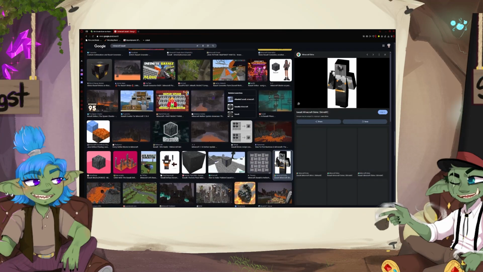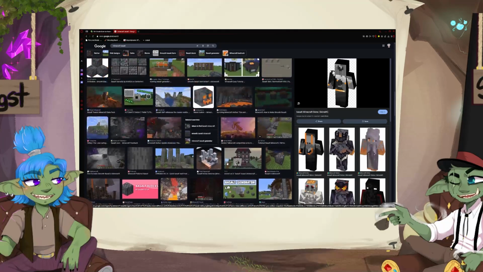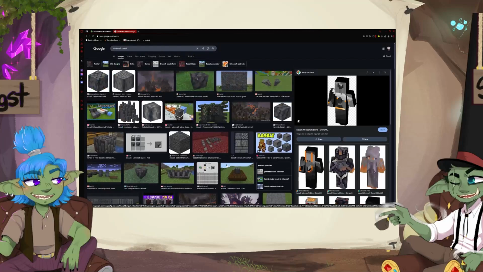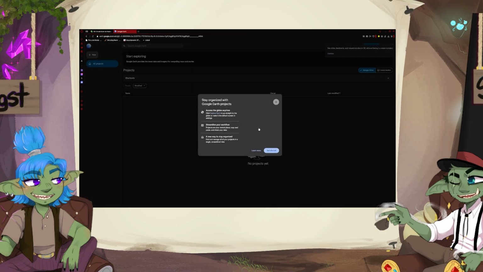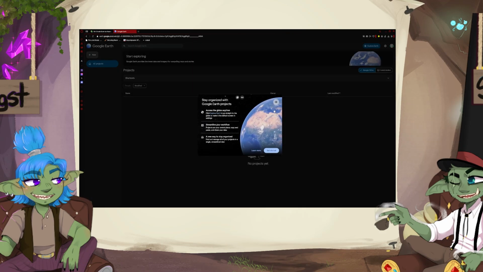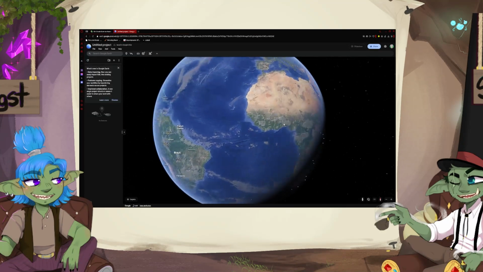Oh, basalt Minecraft skin. Okay. We have like a few minutes left. Not enough for a quiz, but I have an idea. I need you to open Google Earth for me real quick. Okay. Wait, how do I get to the thing? Where's the Earth? New project? Yeah, new project. Okay, hold on.